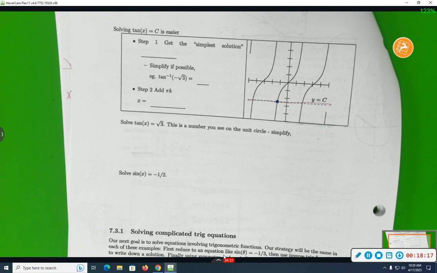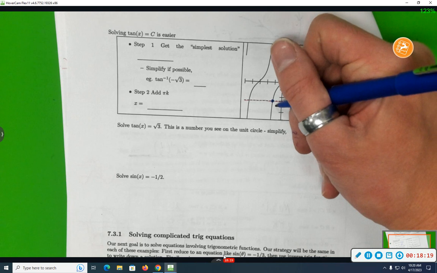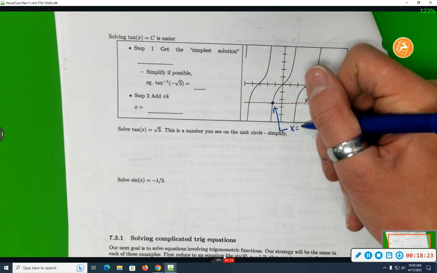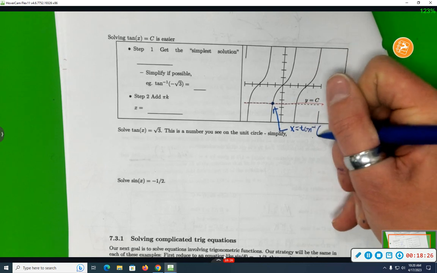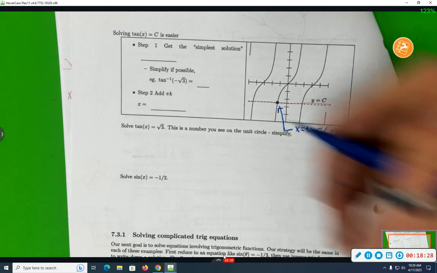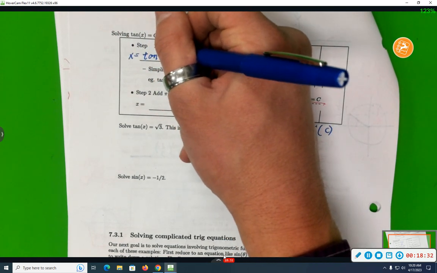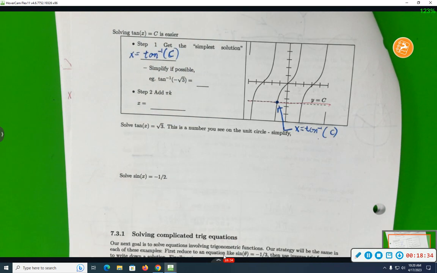Awesome. So this solution will be x equals tangent inverse of c. The simplest solution is x equals tangent inverse of c. Whatever that c is, and you should simplify if you can. If it's a number that you recognize, then it's a number you should fill in. And let's do that in an example. Let's compute the inverse tangent of negative root 3.